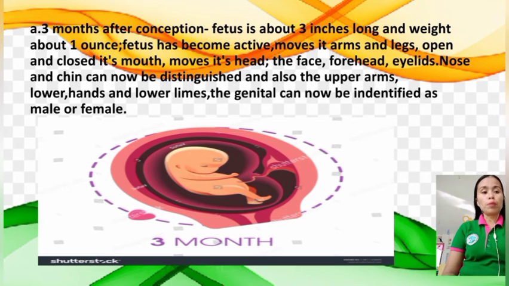So at this time, 3 months, you can identify whether the baby a mother is carrying is male or female, but through ultrasound. So I have here a photo of a 3-month fetus in the womb of a mother. Next.